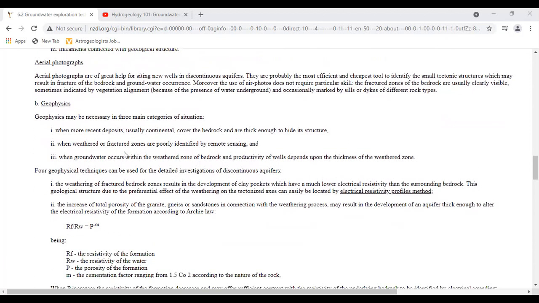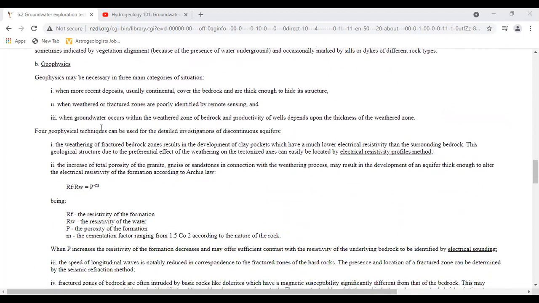Next one is geophysics. So geophysics may be necessary in three main categories of situation. When more recent deposits, usually continental, cover the bedrock and are thick enough to hide its structure. When weathered or fractured zones are poorly identified by remote sensing. And when groundwater occurs within the weathered zone of bedrock, and productivity of wells depends upon the thickness of the weathered zone.